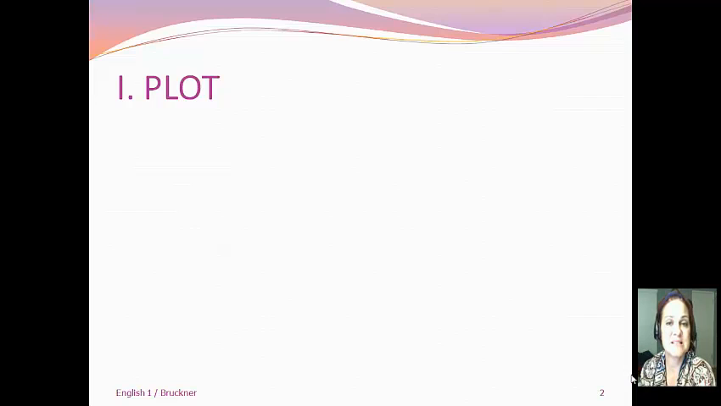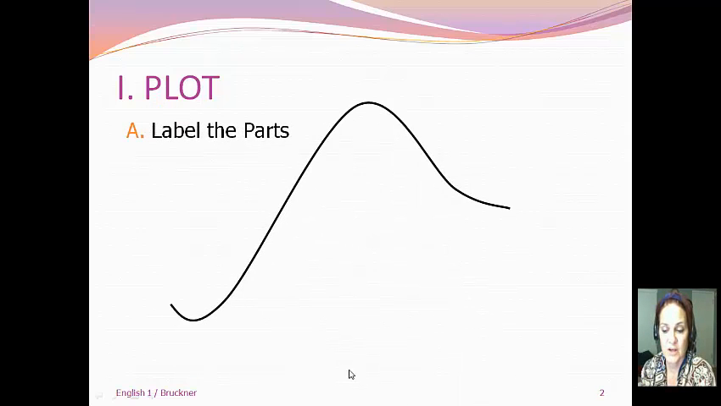We're looking specifically at the American short story plot structure. It looks like this. Notice that it dips here, it goes all the way up to a peak, and then comes about halfway down and comes to an end. There are 5 parts of American short story plot structure. And the point of this lesson is that you learn what each of these 5 parts are.